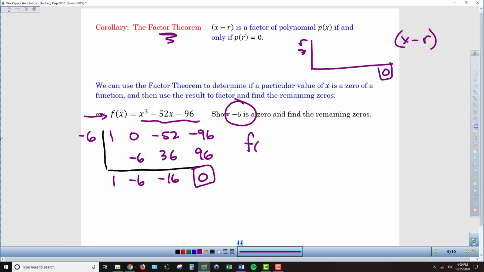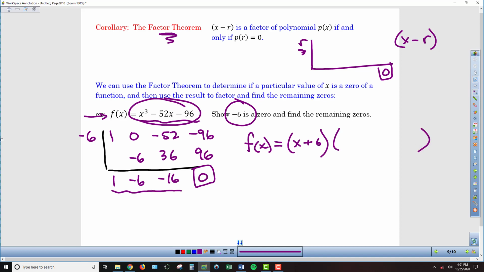So that means we can rewrite our function as f of x equals, instead of writing it as it was originally, I can write it as x minus -6 or x plus 6, since I've confirmed that that is a factor of our polynomial, times, and then I'm going to use the answer here as the thing that I would multiply x plus 6 by to get back to my original function. So that's going to be x squared minus 6x minus 16. And so then to find the remaining zeros, I need to factor this guy. I need to set this equal to 0 and solve.